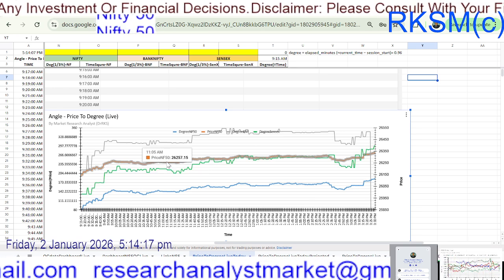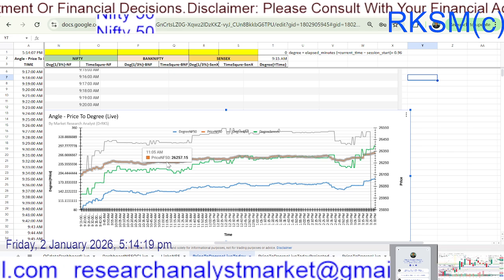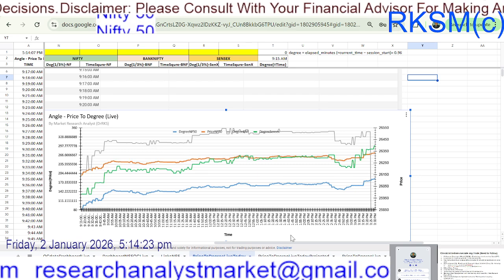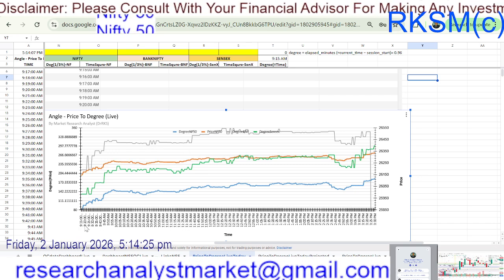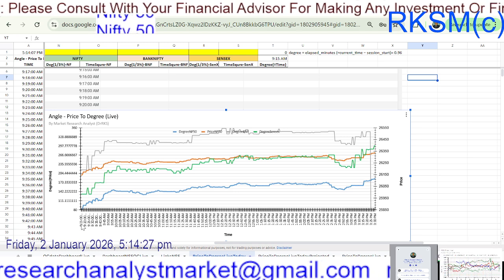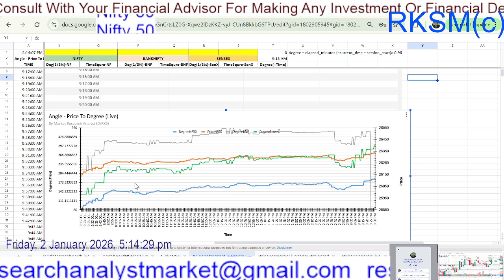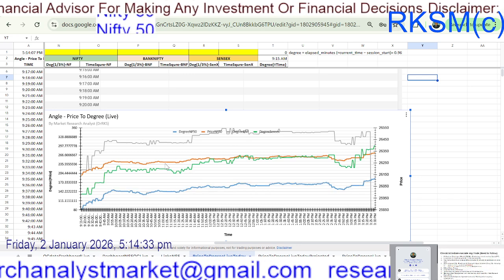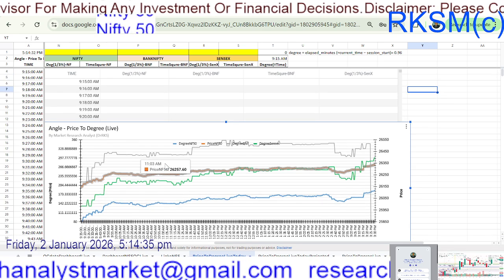This is the Sensex live price. Basically, this is how the price changes with respect to time. As you can see, this is the time. Our Indian market opens at 9:15. After 9:15, this shows how the price behaves with respect to time.